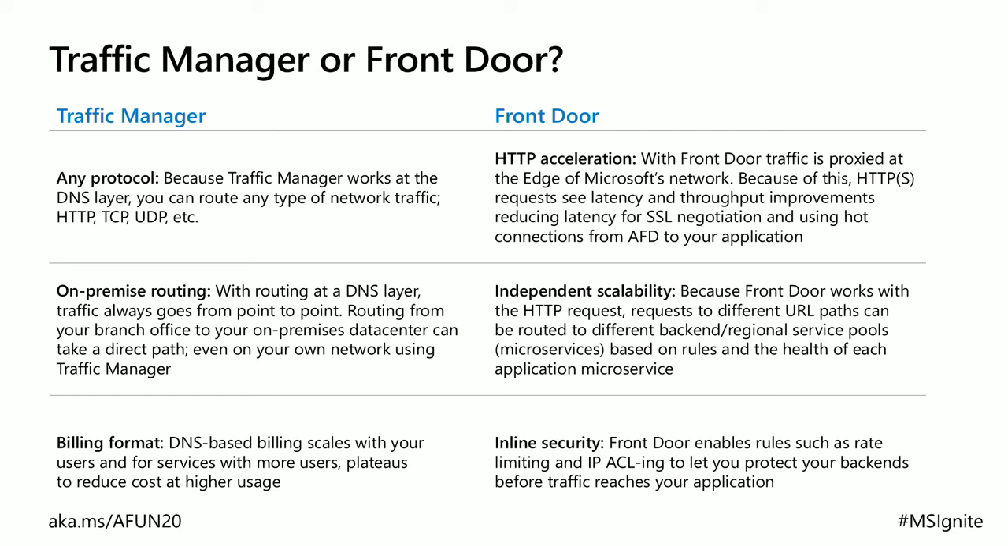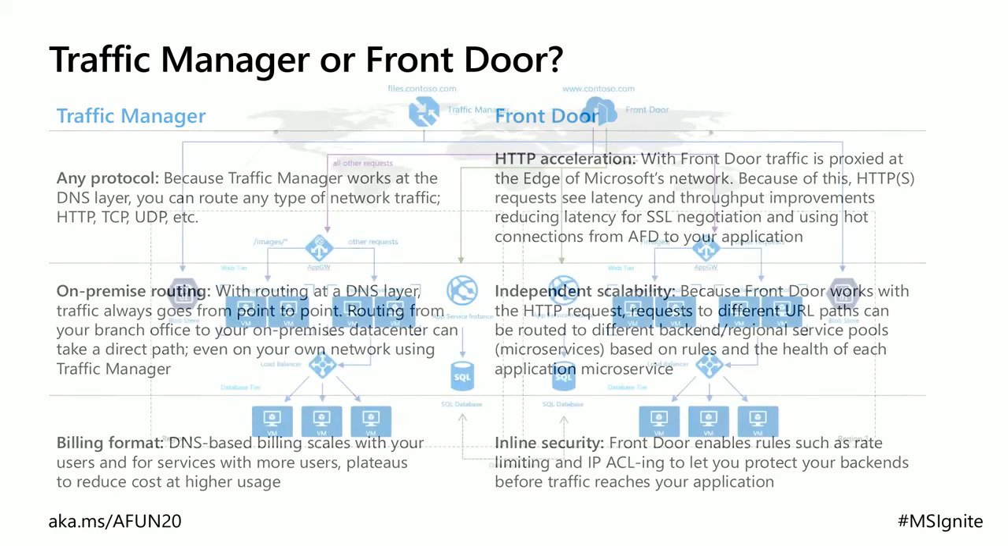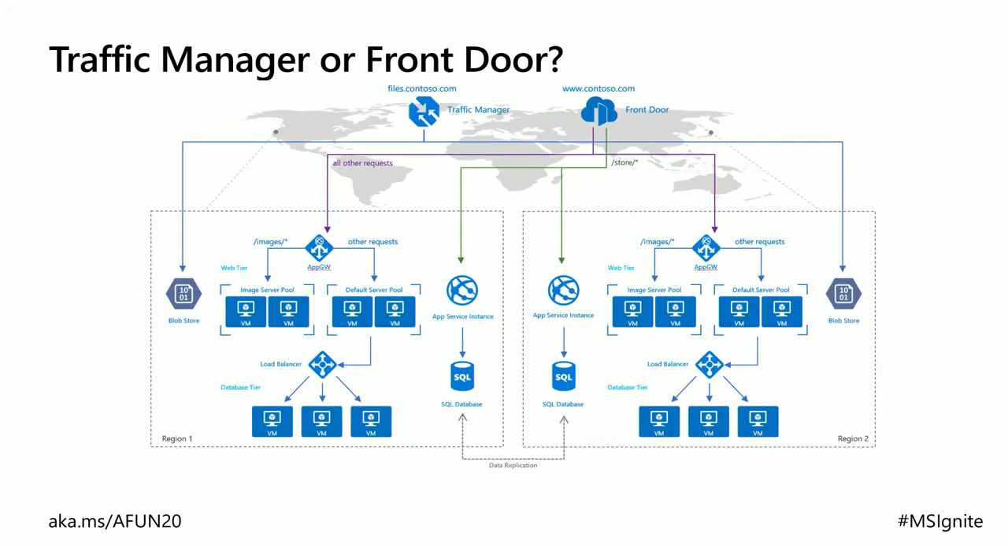But if you need to use things that are coming in from TCP or UDP, maybe you have a file server set up where people are accessing, or maybe you have some internal traffic things that you're doing, that's when you would want to look at Traffic Manager, because it's DNS based. It's not attached to any specific traffic type. They are both solid, and you can actually use them together.